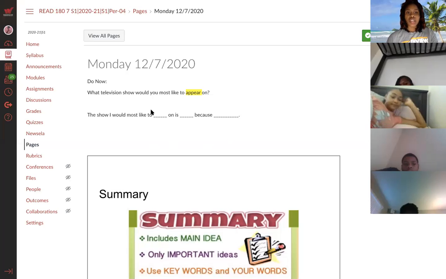Okay, you're going to respond to this do now question. It's using our academic vocabulary word appear. What television show would you most like to appear on? So you're going to use this sentence frame. The show I would most like to appear on is, and you're going to put appear in this first blank. Tell me what show and then tell me why. So that is what you are doing for your do now.